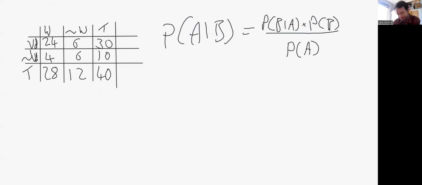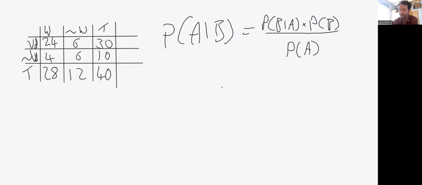This squiggle here indicates not winning. Not winning when Van Dijk played was 6. And the total number of games they won overall was 30. Total number of games they played with Van Dijk was 30. This is all hypothetical data. This isn't the real data for the year, but it's just an example to give myself to try and work out and better understand how to do Bayesian inference.